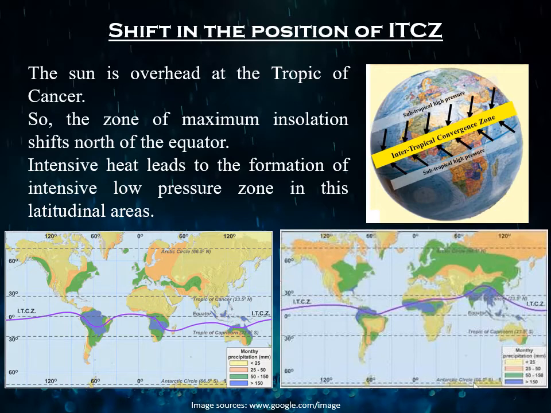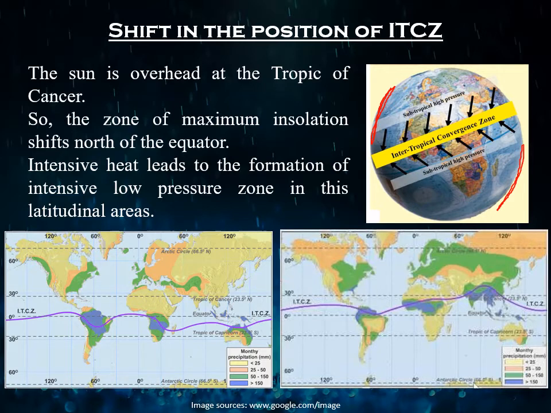So when the northern hemisphere is facing the sun directly, in the northern hemisphere there is summer. In contrast, the southern hemisphere is far away from the sun rays, so in the southern hemisphere there is winter. Oppositely, when the southern hemisphere faces the sun directly, the southern hemisphere has summer and the northern hemisphere has winter. Now, depending on this differential heating of different hemispheres of the Earth during different times, all the pressure belts also shift their positions.